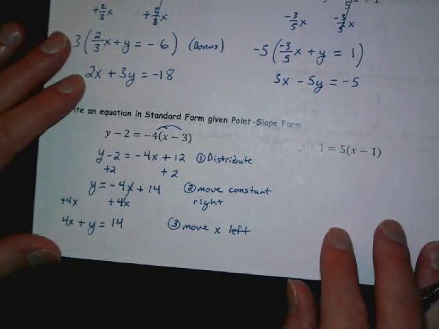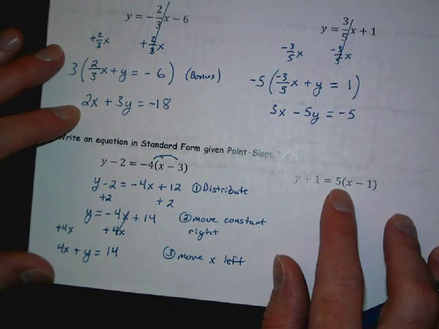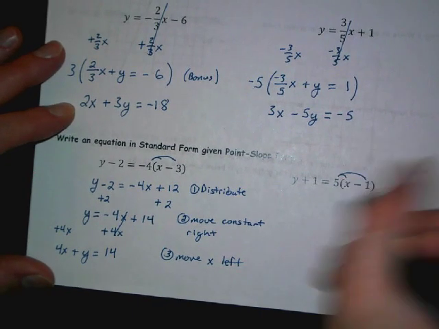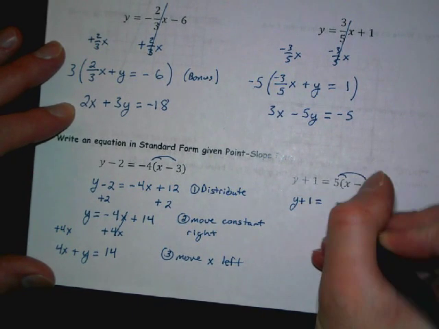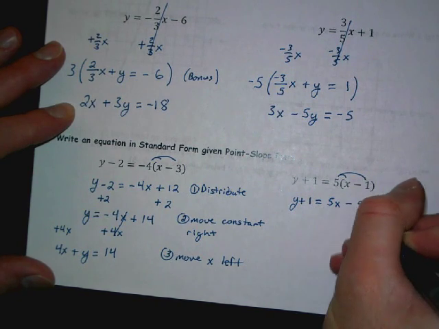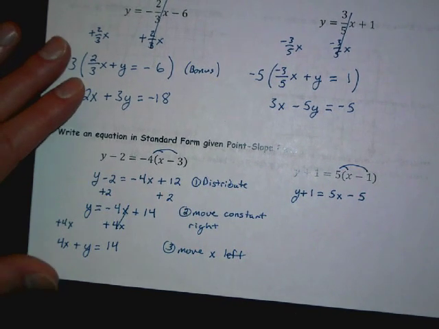Okay, so the next one, same thing. I'm going to show you how if you want to do those last 2 steps together, you can. So still start the same way. Distribute. So you got y plus 1 equals 5x minus 5.